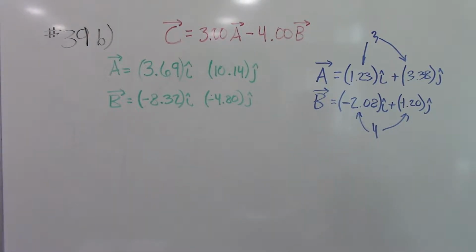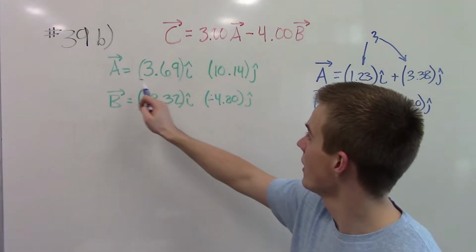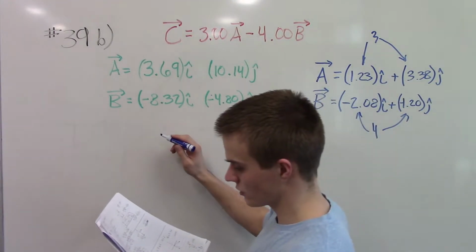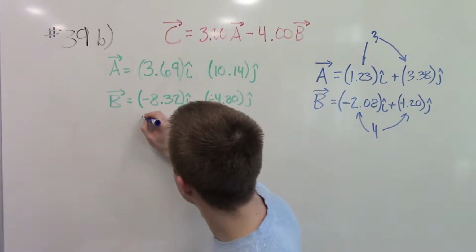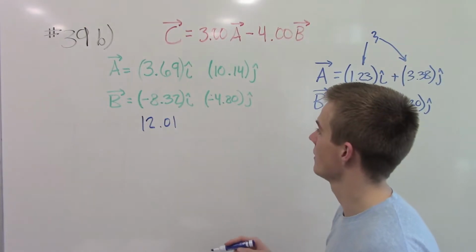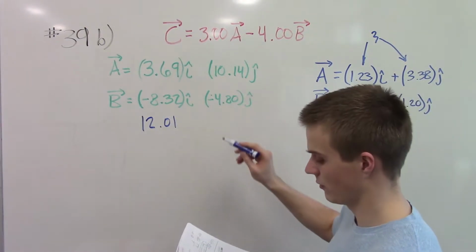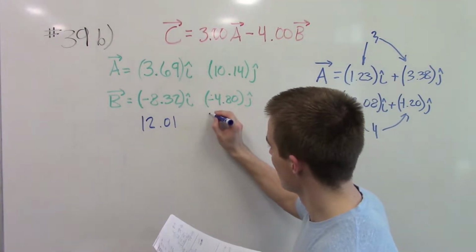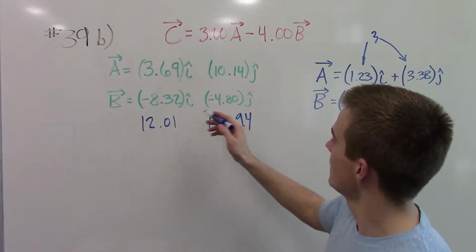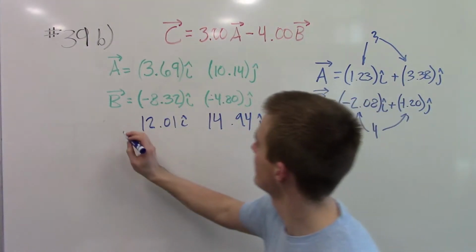Now to find c, what we're going to do is take a minus b, so we'll take i hat from a and subtract i hat from b, which gives us 12.01. Because you're subtracting a negative number, so you add it. And then as you subtract the negative 4.8 from 10.14, you get a positive 14.94. So these are now our i hat and our j hat for c.